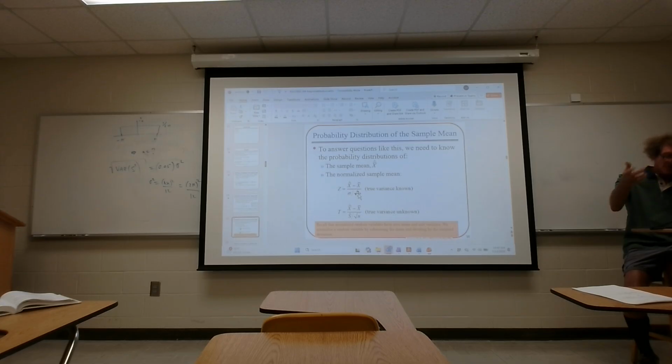So if you take the square root of that, you get sigma divided by the square root of n. That's what goes here, because it's always going to be a standard deviation you divide this by. And that's the standard deviation of the sample mean. You can write that down if you want, but you'll see.